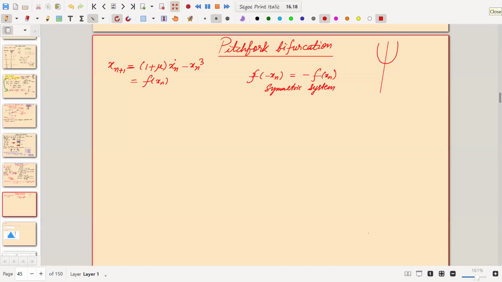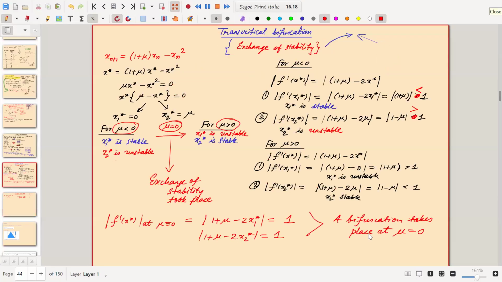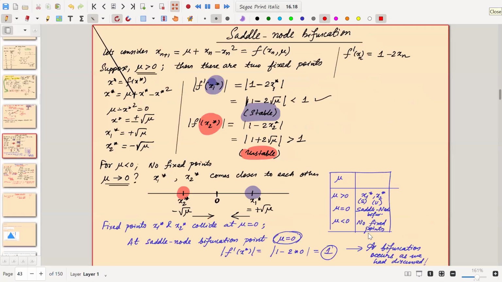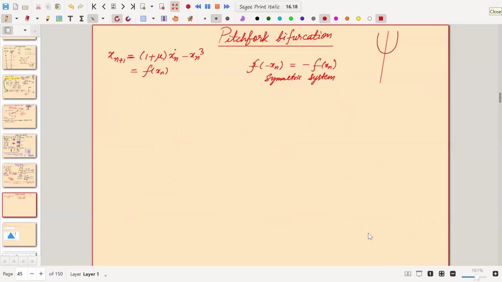Note that maybe you have a question, sir, you have considered two other maps before. Why in those maps you don't see pitchfork? You can see x_n square is there. So it is not symmetric. f of minus x_n is not minus f of x_n. Similarly, you go here. It is also not symmetric because x_n square is there. But this map is something new. You have a cube. So therefore, an odd function. So therefore, it is symmetric. And usually in this kind of symmetric system, you see pitchfork bifurcation.